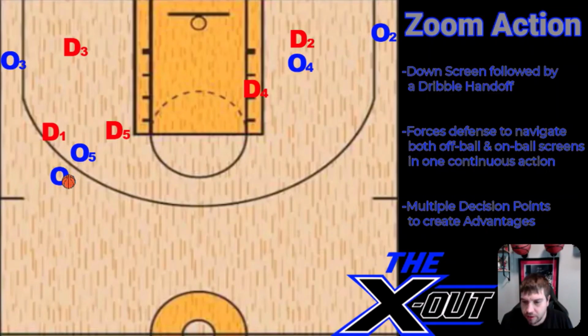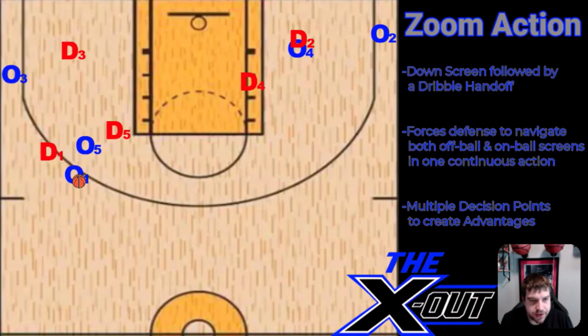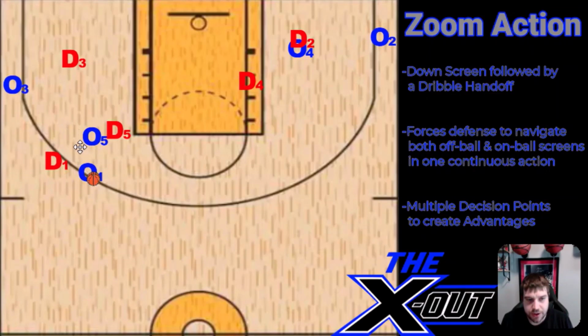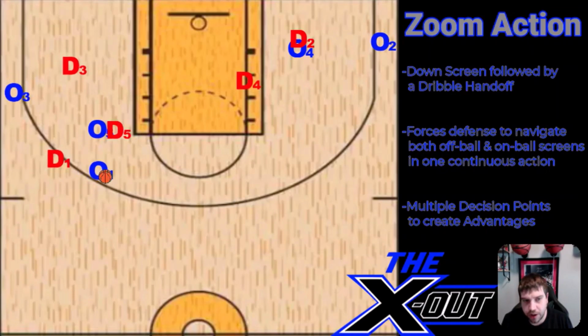Attention back over here on the ball. Defense goes over that dribble handoff, and that creates an advantage for our big rolling downhill as long as they don't let that defender get underneath them. And it forces this defender right here, D5, to guard both ball and roller.